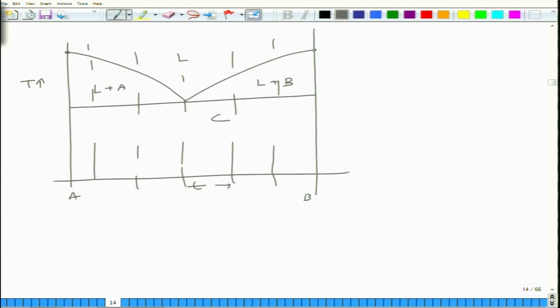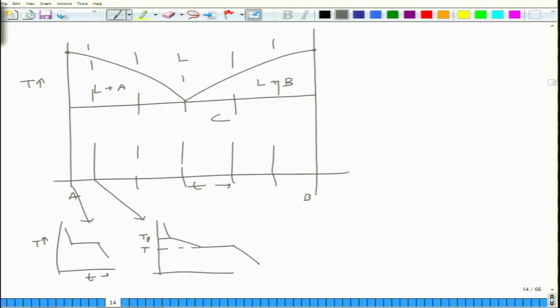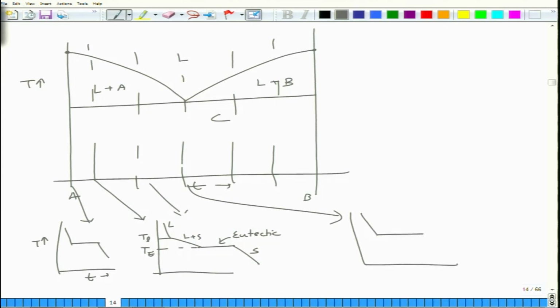So we will have to begin with pure A. The pure A will have temperature like this. For this composition you will have, so this is TL, this is TE. So this is liquid, this is solid, this is liquid plus solid, and this is the eutectic transformation. The same will be obtained for this composition also, and then for the eutectic composition you will obtain this is liquid, this is solid, this is eutectic solidification. And the same is going to be repeated on the other side.